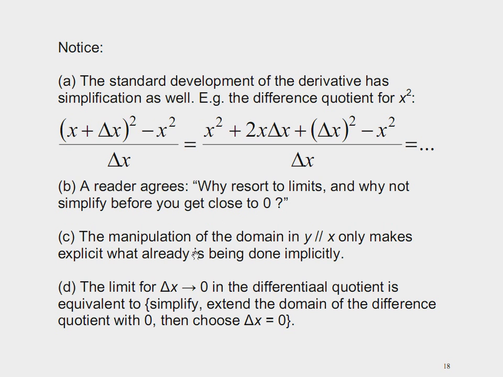This manipulation of the domain in dynamic division also makes only explicit what already is being done implicitly. So this is the didactic advantage. And thus we conclude that the limit for delta x going to 0 in the differential quotient is equivalent to, well, simplified, extended domain, and then focus on delta x is 0.